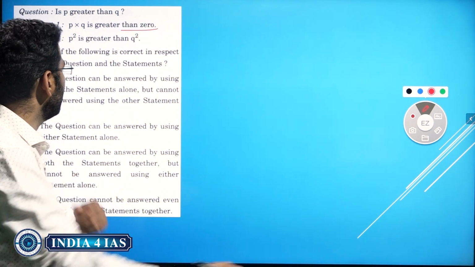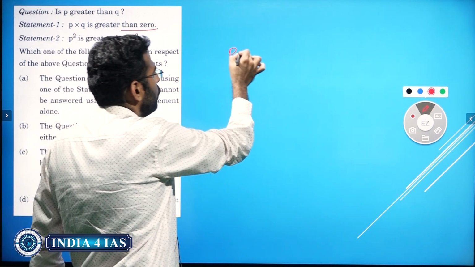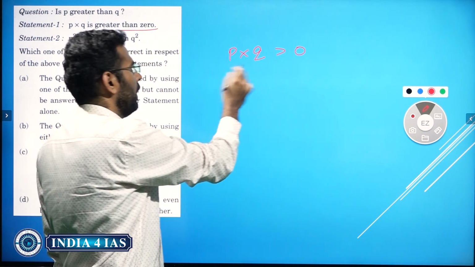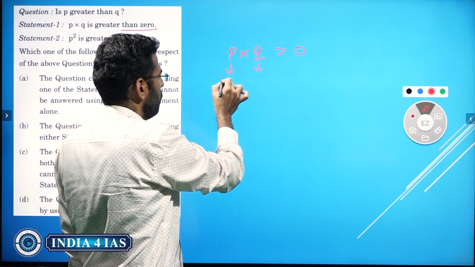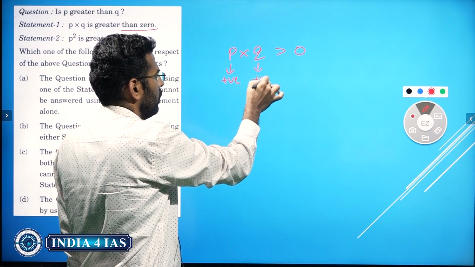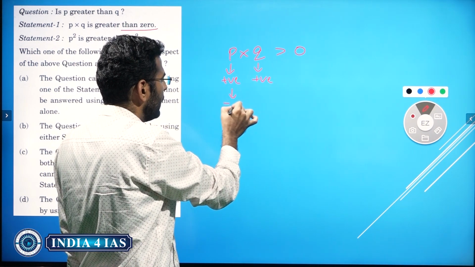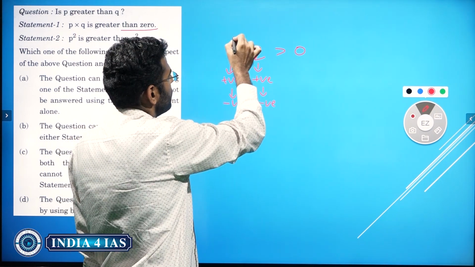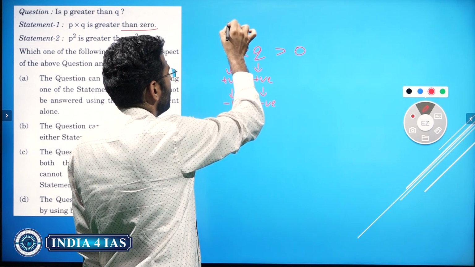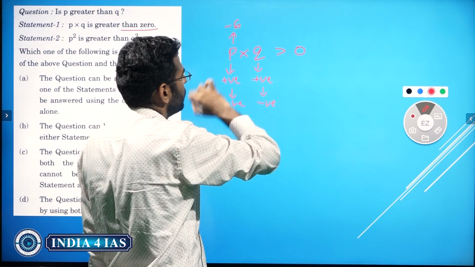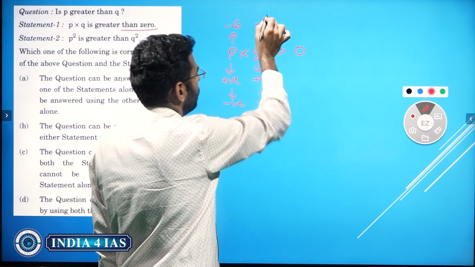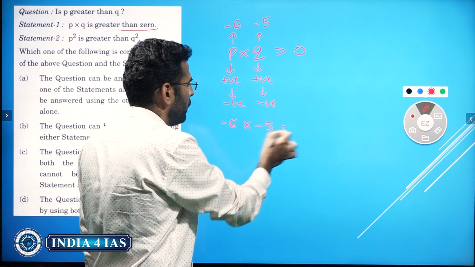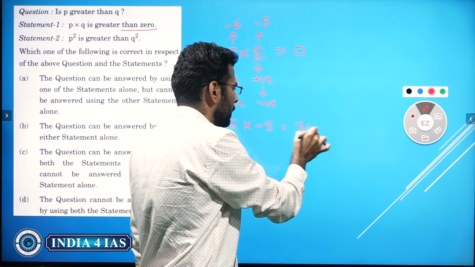Now see what he is saying. P into Q is greater than 0. That means P and Q both should be positive numbers or both should be negative numbers. So if both P and Q are negative, let's say P is minus 6 and Q is minus 5. Then what happens? Minus 6 into minus 5 is equal to plus 30, which is greater than 0.